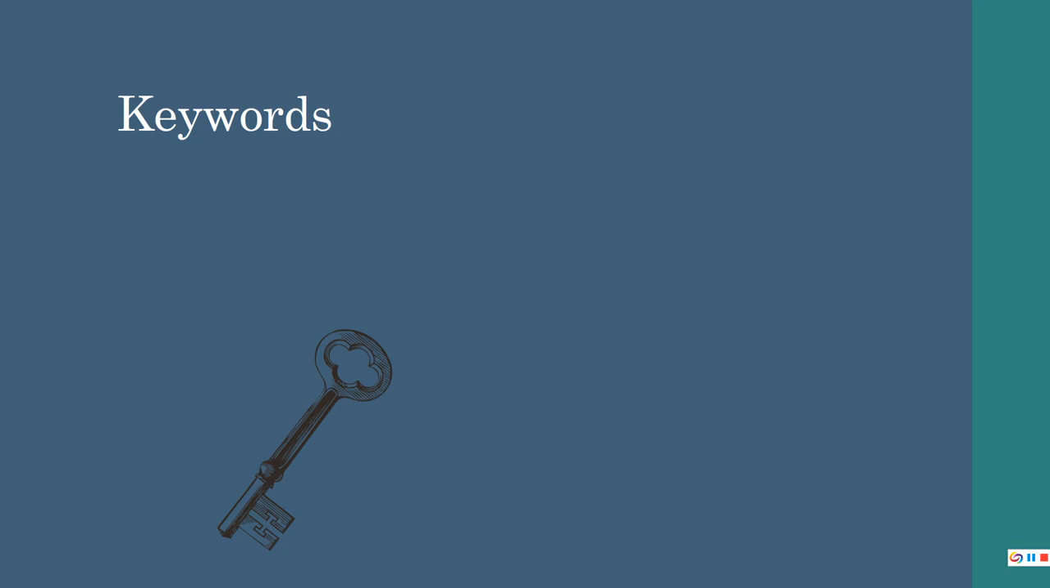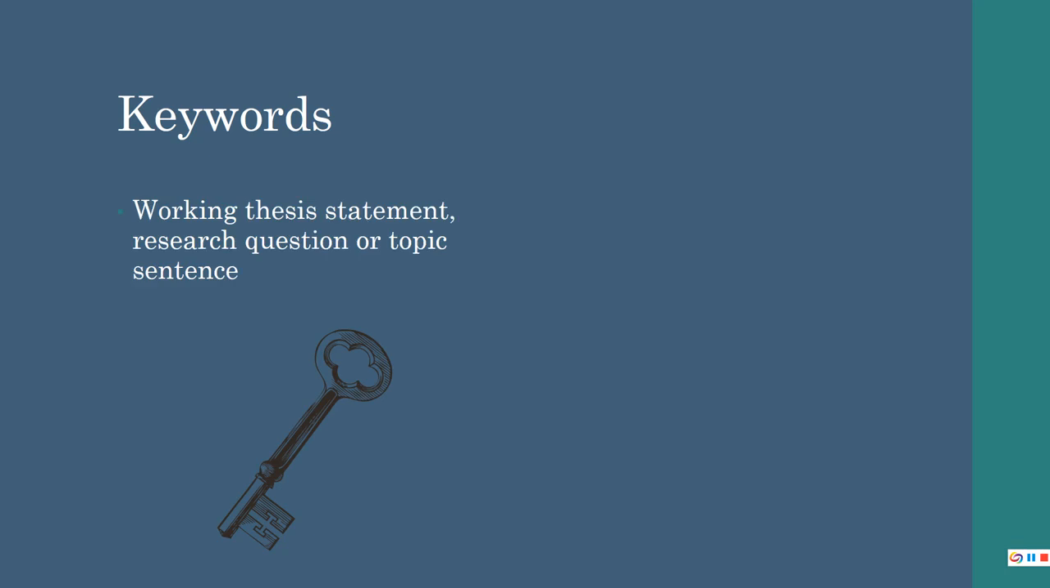Look at your working thesis statement, research question, or the topic of your paper. What are the major terms that you find? These are the key terms or keywords that you'll use to begin creating your search. Let's look at an example.